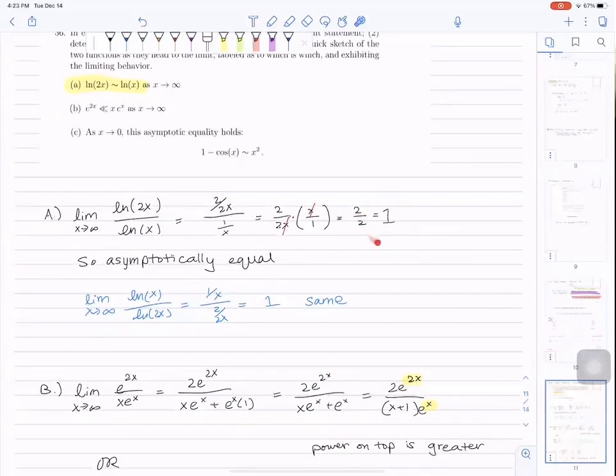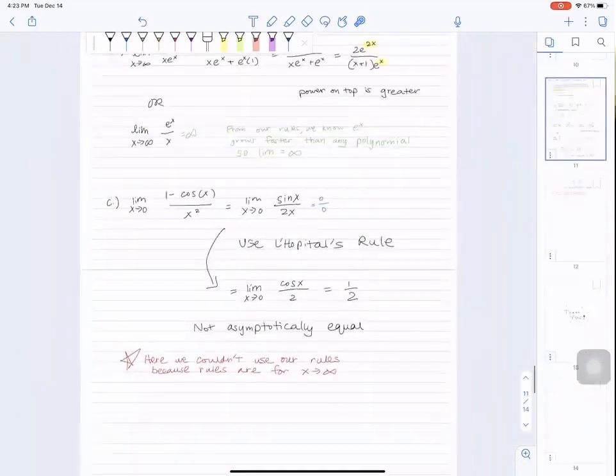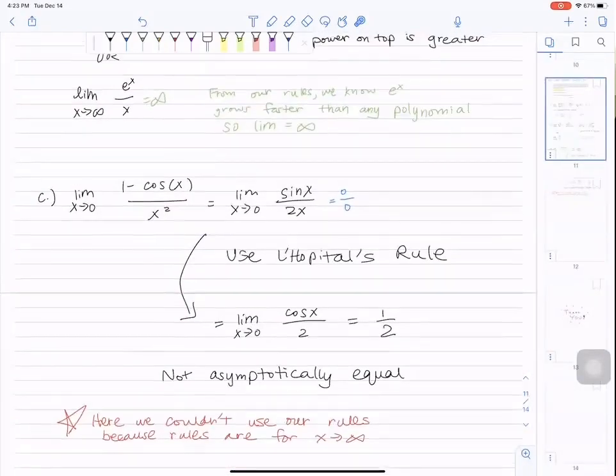And because of a property of being asymptotically equal, you could have done natural log x over natural log 2x instead, and you would have still gotten the same thing. It's 1. So if they're asymptotically equal, it doesn't matter which one you put on top or bottom. But if one is growing slower than the other, then that's where it matters which one you choose to put on the top or bottom. So for example, here we see this one.